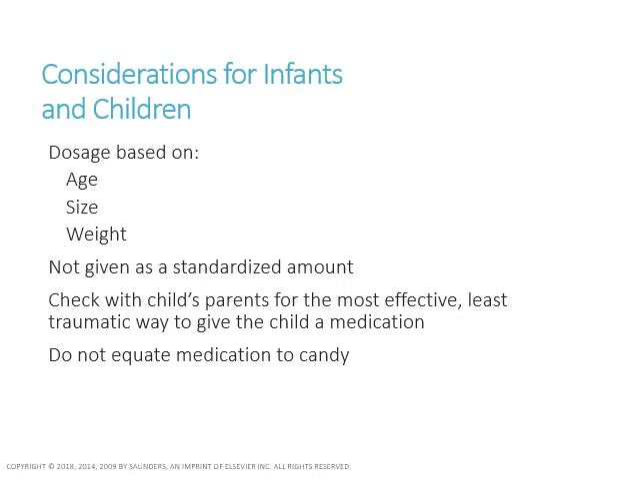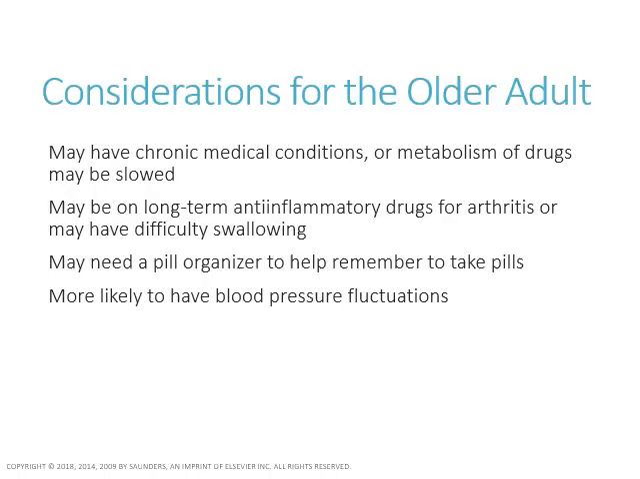Things that we have to consider when we're giving drugs to infants and children. We always have to keep in mind their age, their size, their weight. We do not give children and infants drugs at a standardized amount. We're going to always check with the child's parents for the most effective, least traumatic way to give a child some medicine. And we do not want to equate medication to candy. That's not a good way to do it.